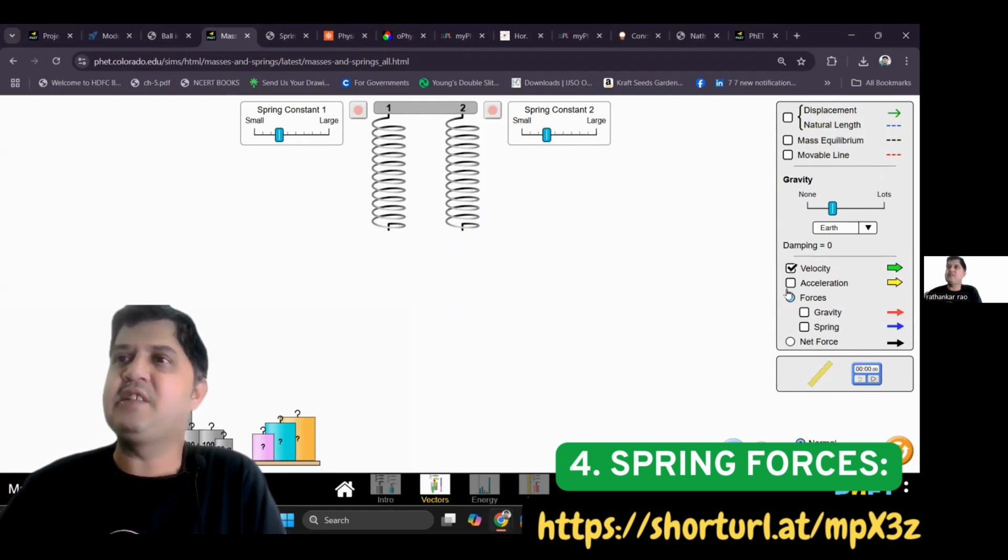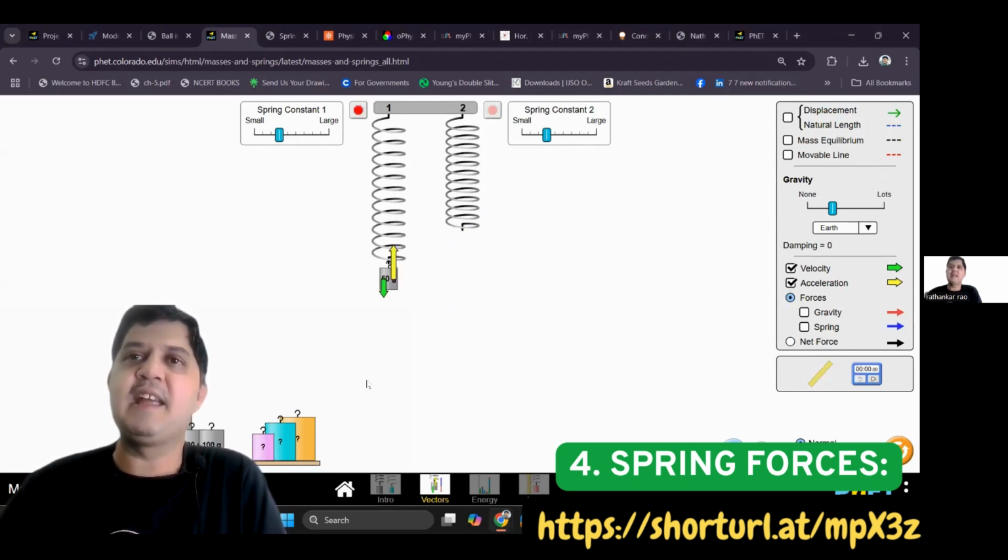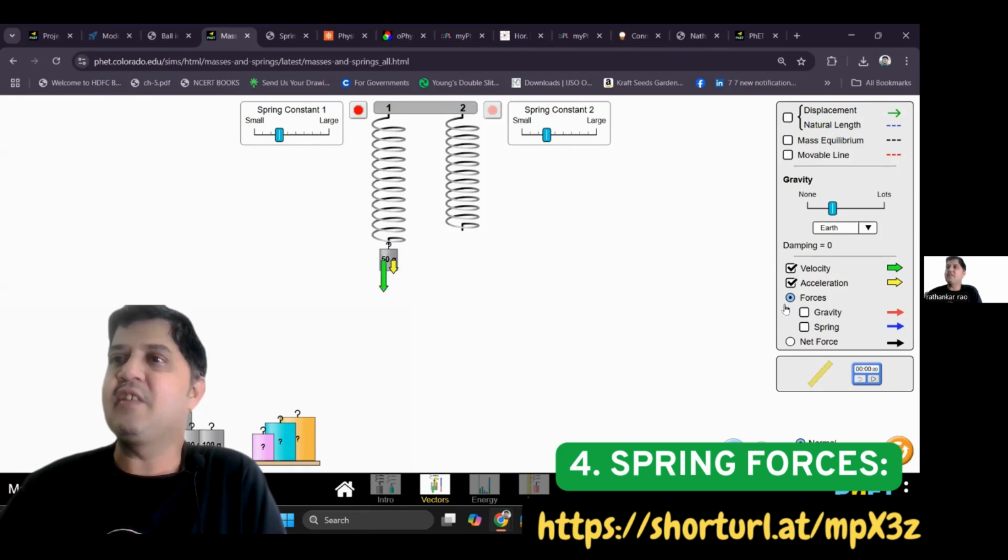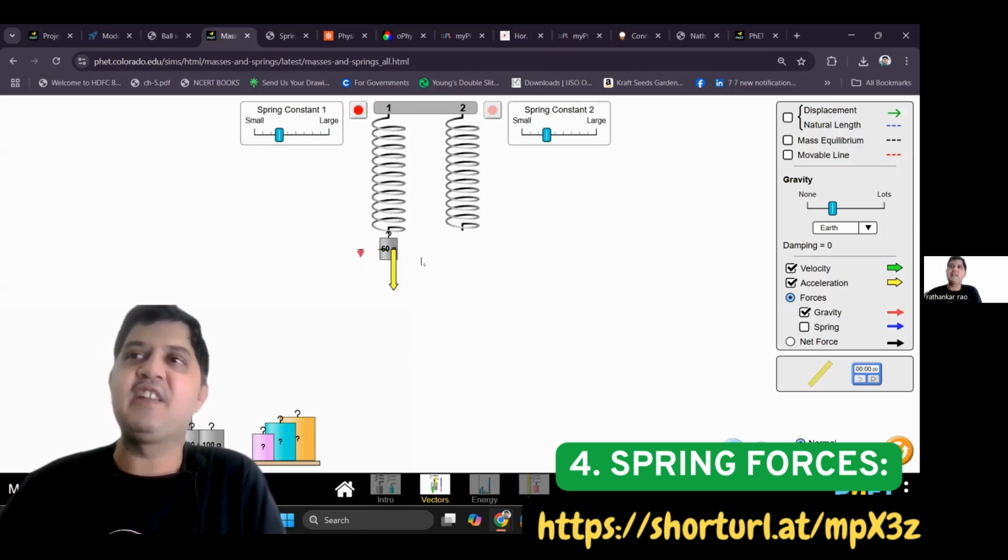You'll be able to see the velocity vector and acceleration vector when the masses are oscillating. For example, I add this one here. You can see that the velocity and acceleration vector are always opposite to each other, right? Okay, so this is one thing which you can see. You can find out what the gravity vector is. The gravity vector is always downwards over here, right? Which is acting on the mass.